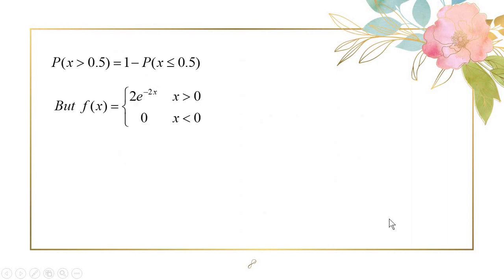Okay. So you know this is our function and f of x is not equal to 0 when x is greater than 0. Therefore, we have to integrate when x is less than or equal to 0.5, that means integrate from 0 to 0.5 your function and then subtract from 1, you get the answer.